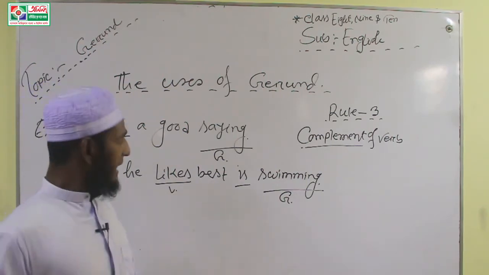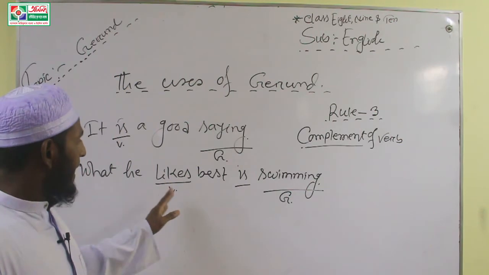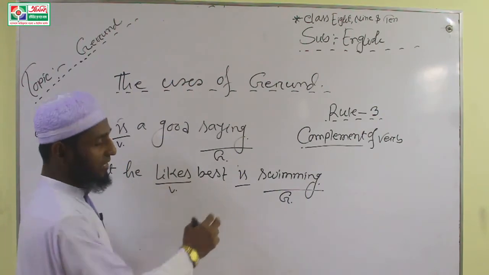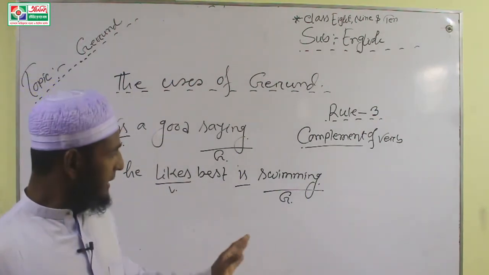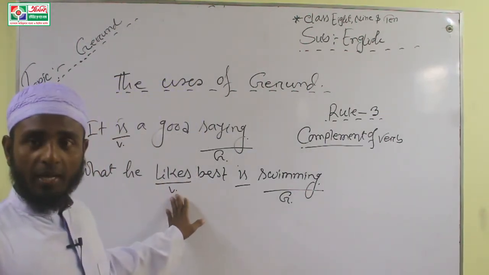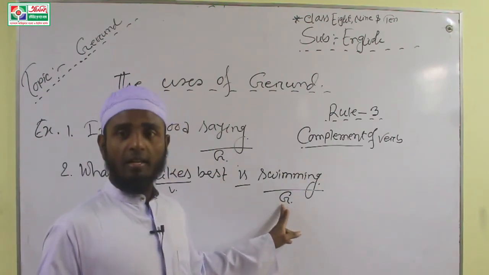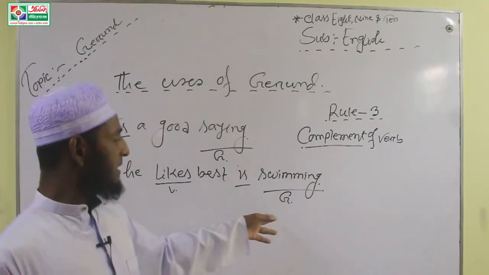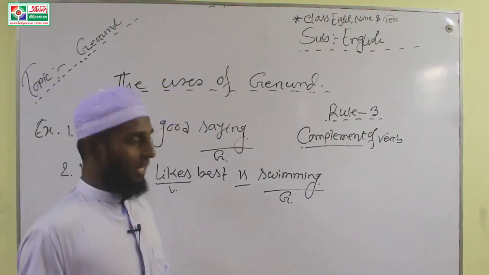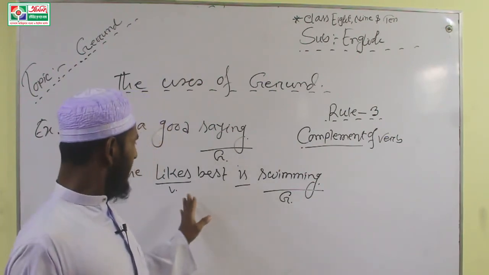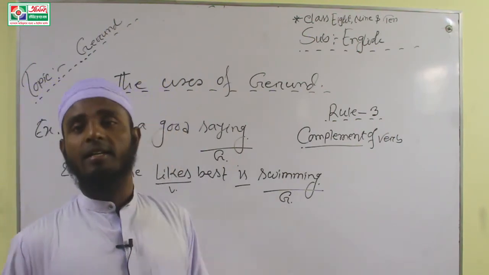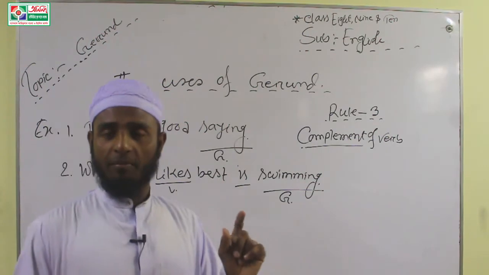Dear learners, I am repeating this again. All the time I am selecting verb and gerund so that it will be clear to you how the verb acts and how the gerund acts. What is the difference between verb and gerund? Verb is used in the sentence to express the main meaning, and gerund is used as a noun in the sentence. Gerund is verb plus ing.